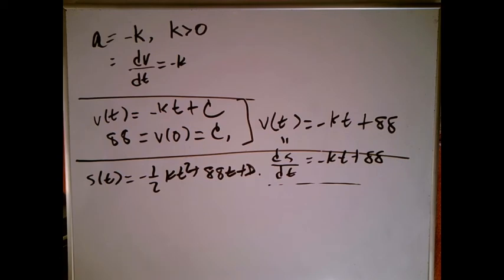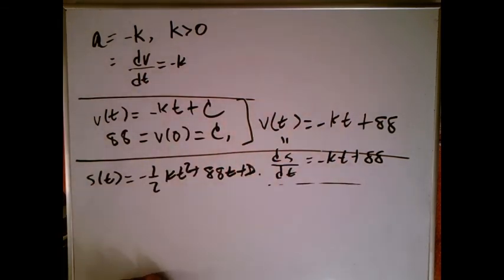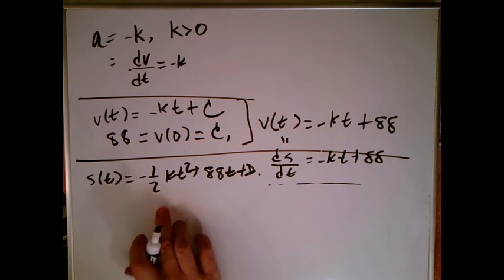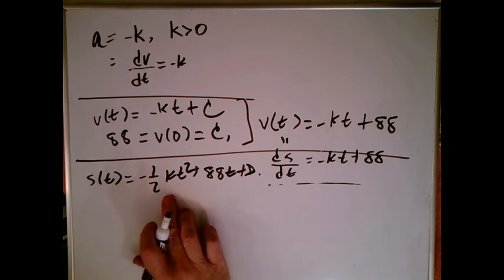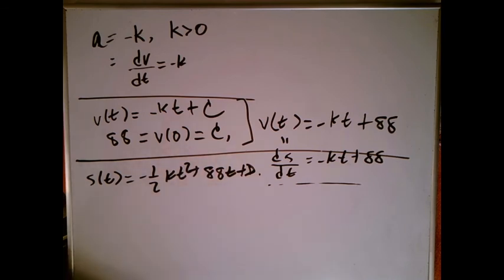Now d should have something to do with the starting position, but they don't actually give us a starting position either. So all we have from the equation so far is that the acceleration is minus k, the velocity is minus kt plus 88, and s of t has 2 constants in it, so it ends up being minus 1/2 kt squared plus 88t plus d. In the next part, we'll try to wrangle through what to do with all those constants.